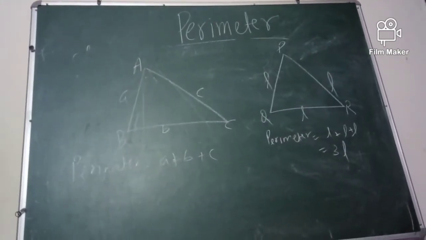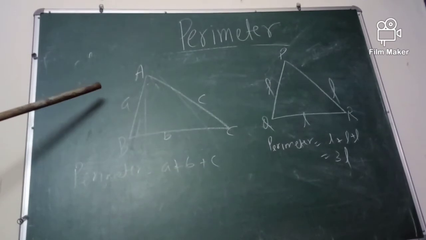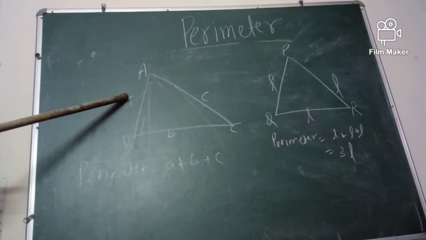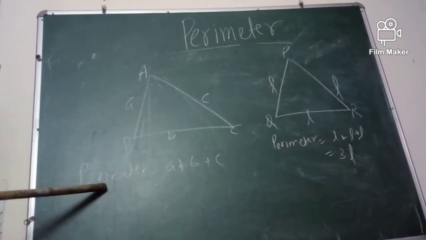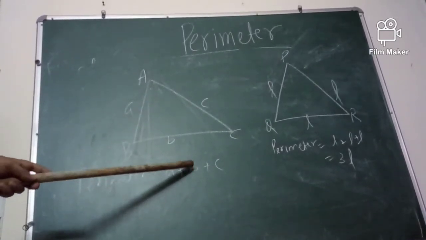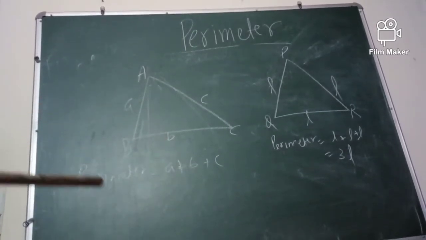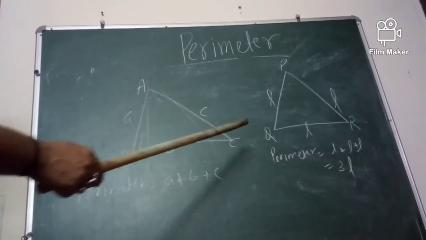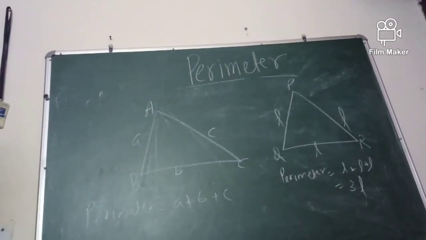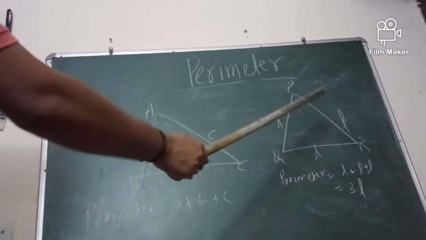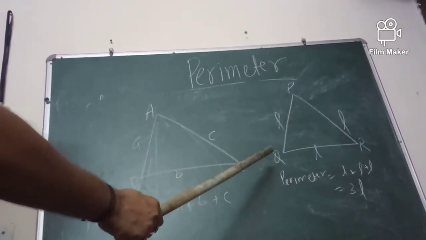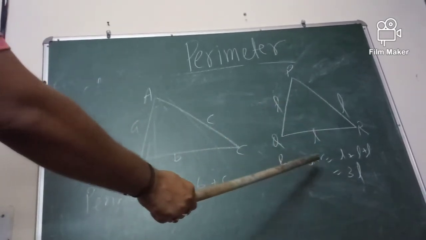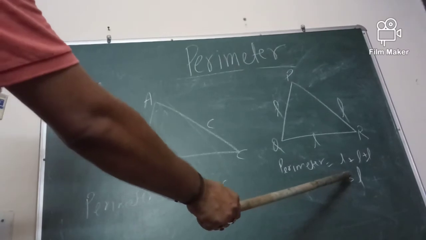We calculate the perimeter of a triangle by adding the lengths of its three sides. Like in this case, the lengths are a, b and c, so we have calculated the perimeter as a plus b plus c. But in the case of an equilateral triangle, where all the sides are equal, we do not have to add all three sides separately. We can easily calculate it by multiplying one side by 3.